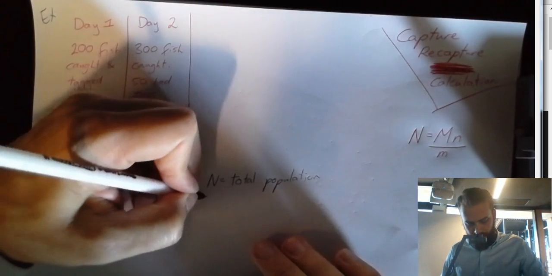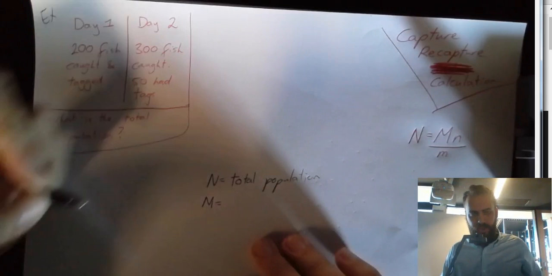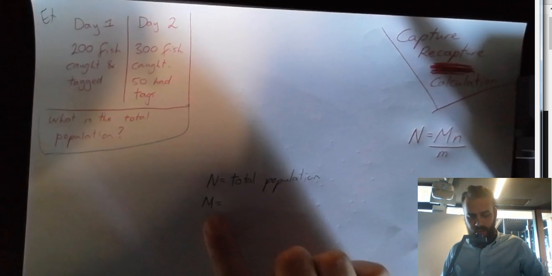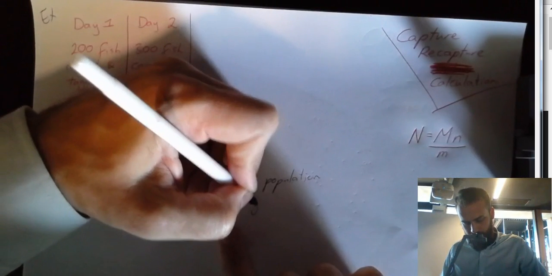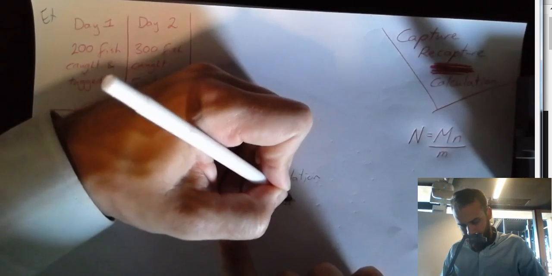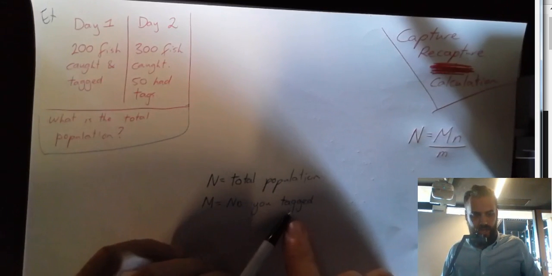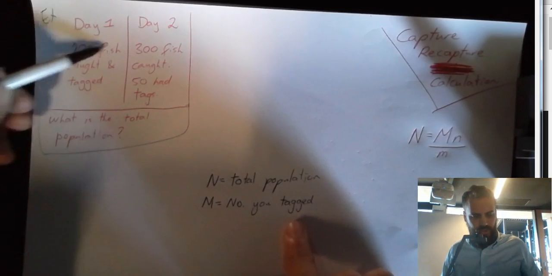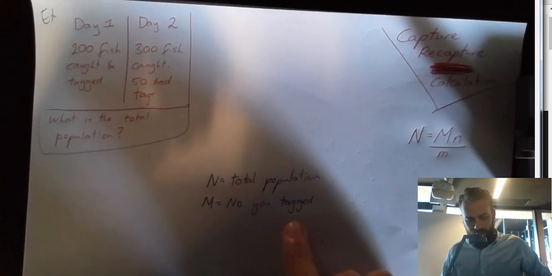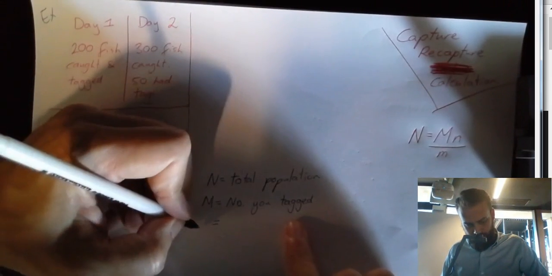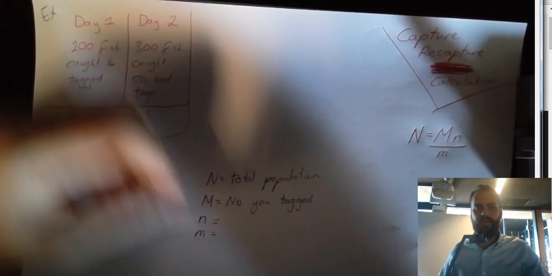Now the capital M, well, the capital M stands for number you tagged. This is the number that you tagged on day 1. The number that you tagged on day 1. So you can see here, 200 fish were caught and tagged. So that's how many we tagged on day 1. Now, small n and small m are what we have left to deal with.